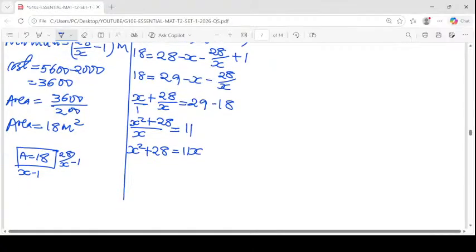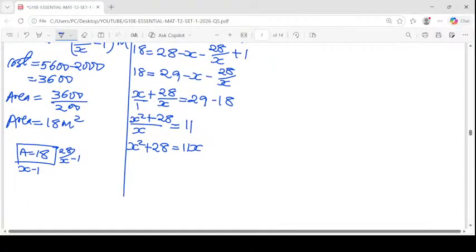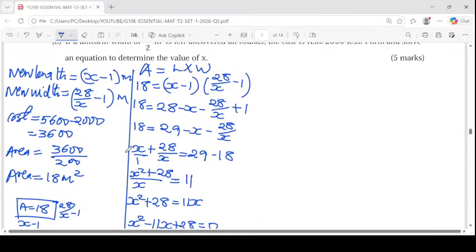Now I can rearrange this one to form a quadratic equation. So this will be x squared minus 11x plus 28 is equal to 0. I'm going to look for two numbers such that the sum is negative 11 and the product is 28. The numbers are negative 4 and negative 7. Wonderful. When you add, you get negative 11. When you multiply, you get positive 28.